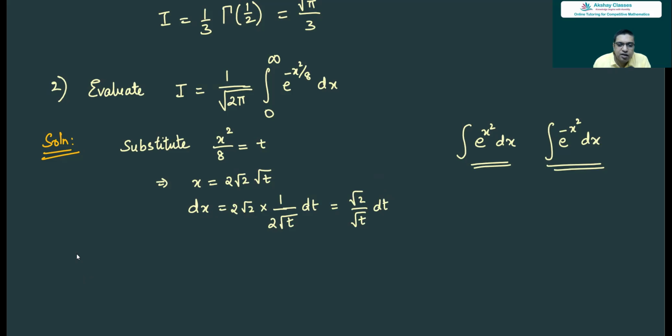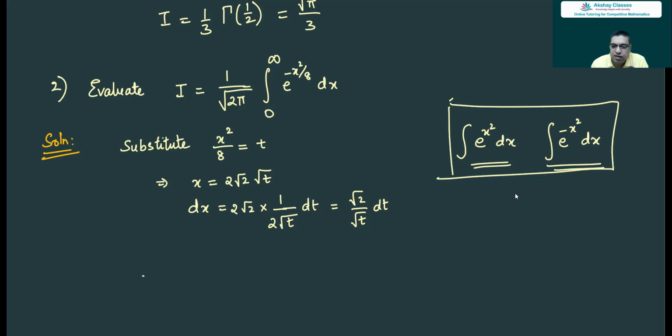Okay. Now let us substitute. Now let us see the limits. X is varying from 0 to infinity, and t is a continuous function, because it is x square upon 8, an algebraic polynomial. So when x is 0, t is 0. And when x is approaching infinity, t also approaches infinity.